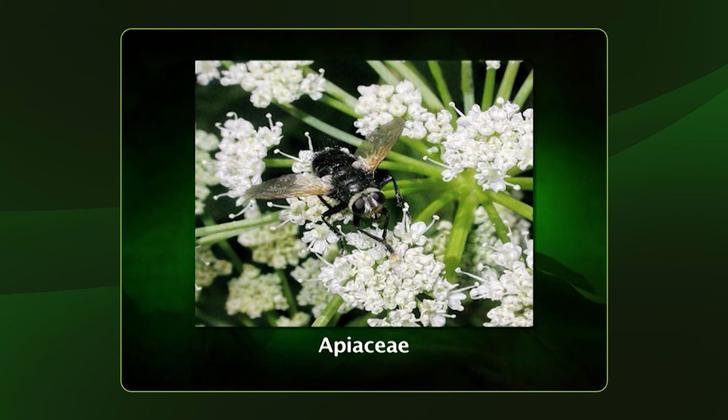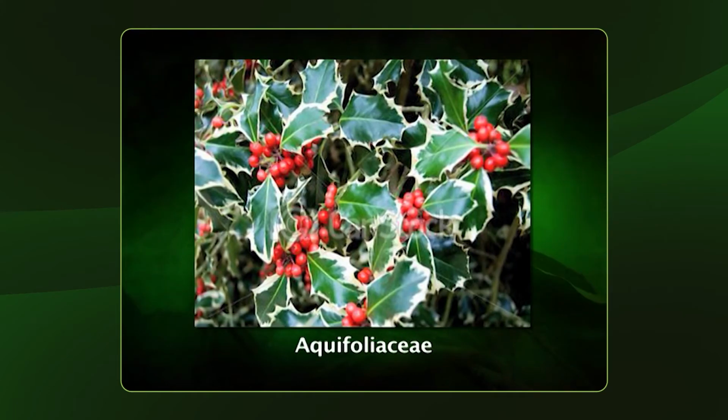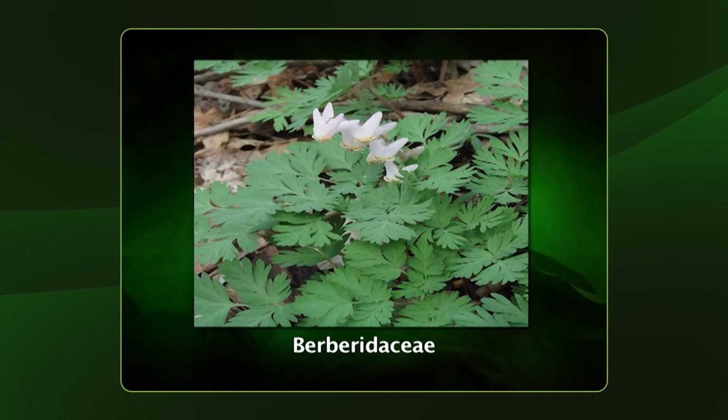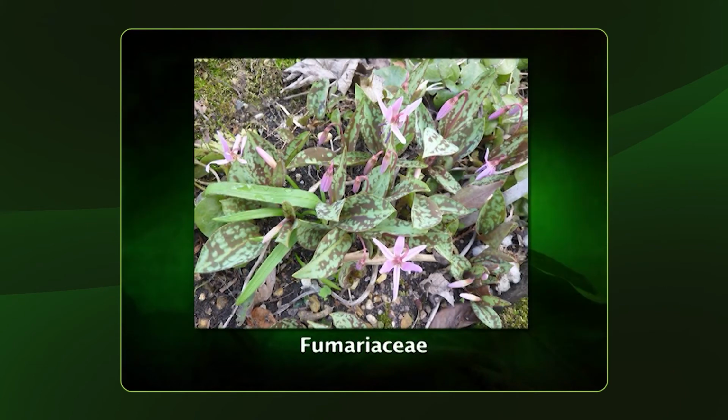However, underdeveloped embryos here also have physiological reasons for being dormant. Morphophysiological dormancy is found in many plant families including the Apiaceae, Aquifoliaceae, Aristolochiaceae, Berberidaceae and Fumariaceae, etc.